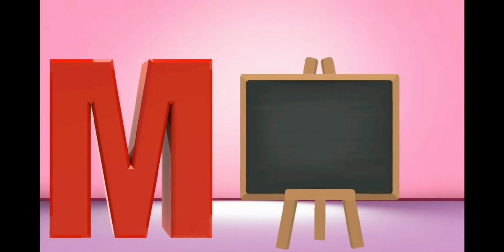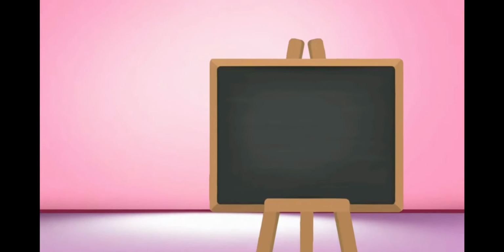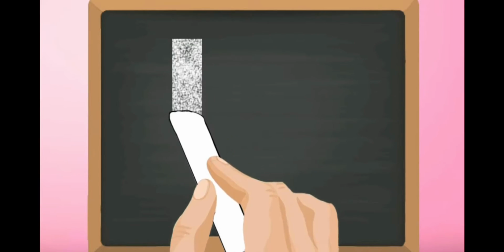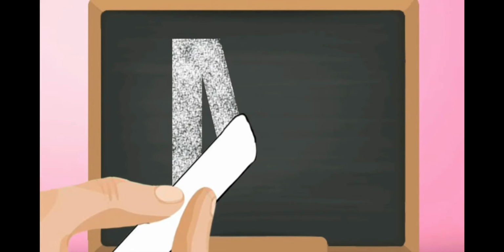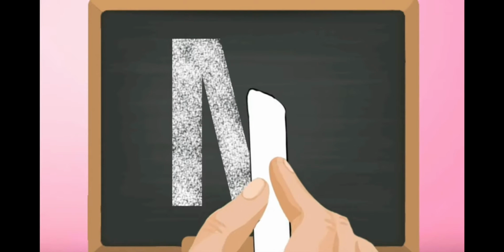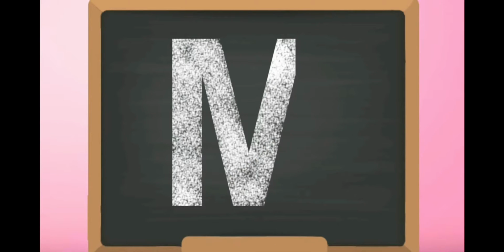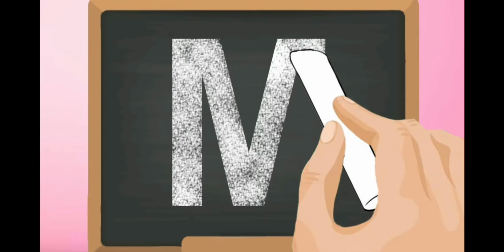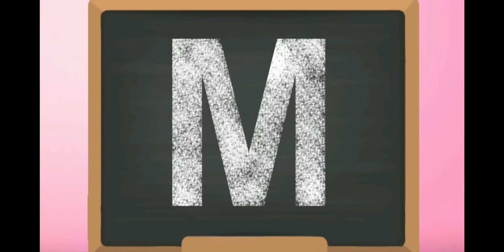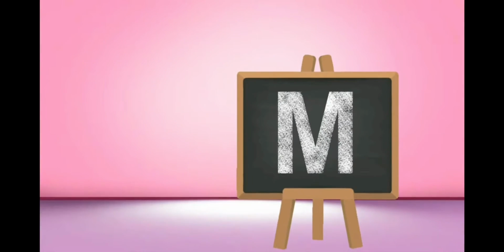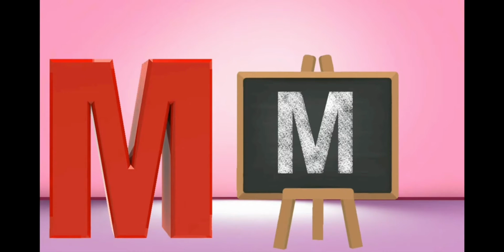M, capital M. Start from the top and draw a standing line down. Go back to the top and draw a slanting line down to the right and another slanting line up to the top. Now draw a standing line to the bottom. Capital M.